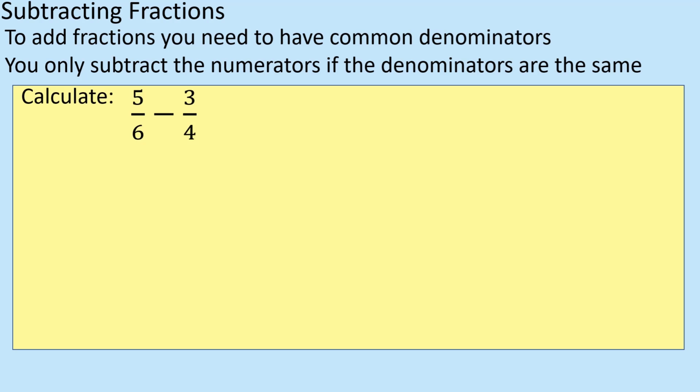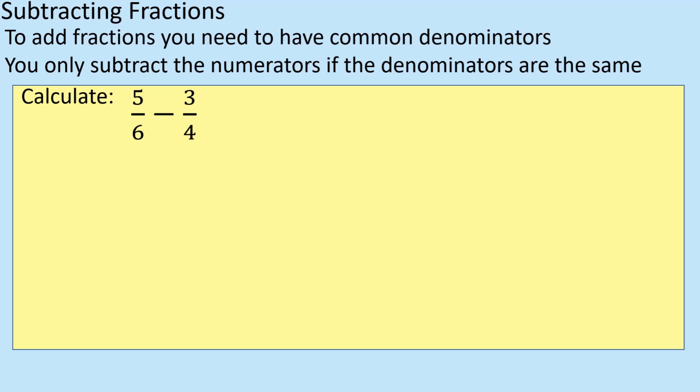Right, subtracting fractions is exactly the same process as adding. The only way this is going to work is if you have, again, a common denominator. So it's going to be very much the same. I've got 5/6 take away 3/4. But again, I'm looking for a multiple that both 6 and 4 go into.